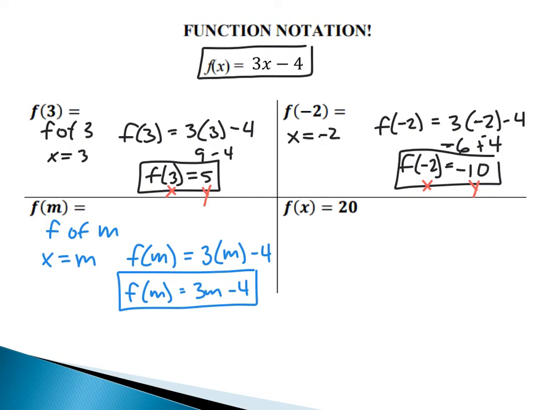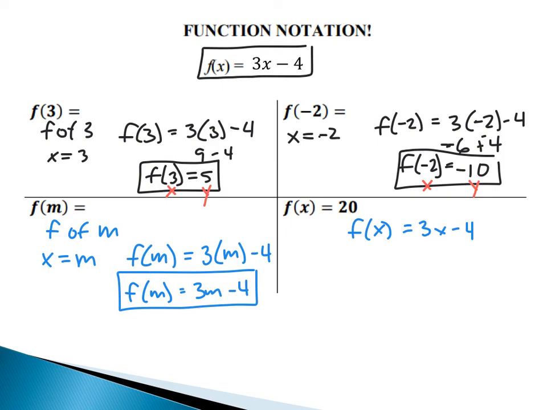All right, now, this notation, notice how it's a little different. I'm telling you that f of x is equal to 20. So in our function here, f of x equals 3x minus 4. Notice that I'm not saying f of 20, but I'm saying f of x is 20.